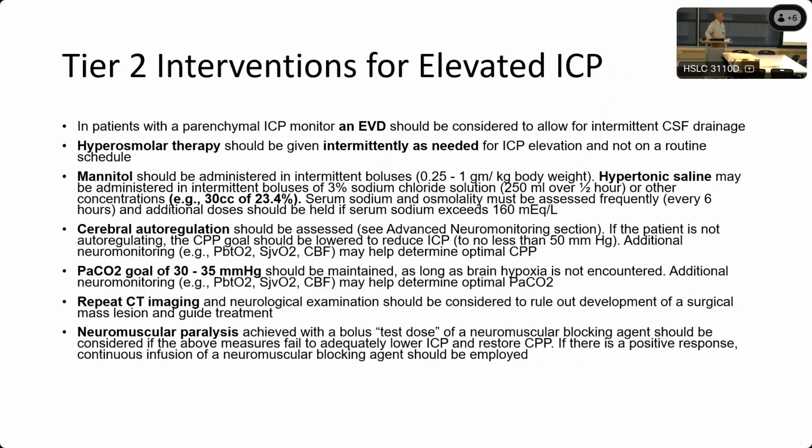So tier 2 interventions, if you only have an EVD, an ICP monitor should be placed. You can use hyperosmolar therapy, mannitol, or 23.4, or even 3%, which should only be given as boluses. It should never ever be given as scheduled, because then you're going to trip yourself up. You can assess cerebral autoregulation. You can start to lower the PaCO2 goal to 30 to 35. You should consider repeat CT imaging, and then neuromuscular paralysis is an option.